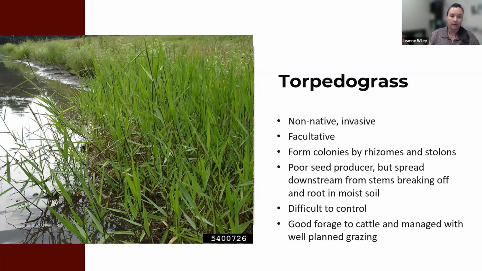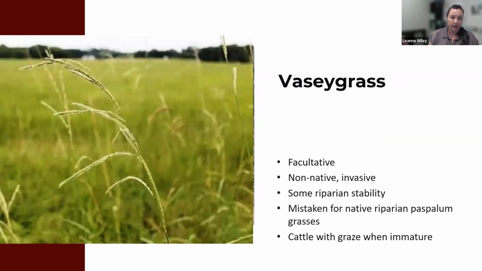Torpedo grass, I was not very familiar with this one, but it is one that's in your wetlands. It's not native and it is invasive. It's difficult to control, but what I did find is that it is a good forage for cattle and they will go in and graze it down. So that could be a positive for having livestock in your wetlands and doing some of that flash and mob grazing.